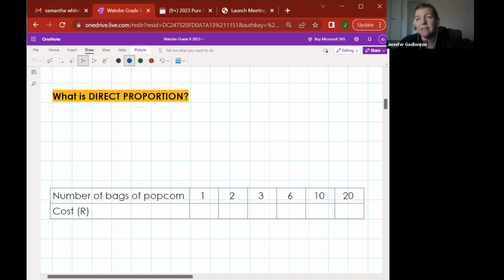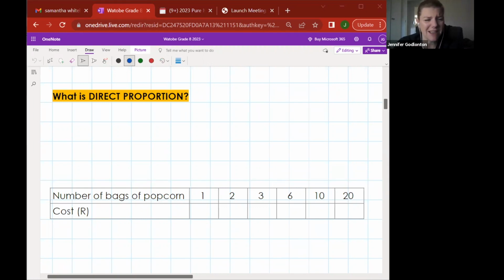Okay, an amount that is exact. Part of that is definitely right, because there is definitely an amount that would need to be the correct amount. Try and think about what this table down here is there to give you a bit of a clue to help you think about what direct proportion is. Think about what it would mean if I buy more bags of popcorn. Is it going to cost me more? Is it going to cost me less? Try and think that through. And then see if you can give me some kind of definition.